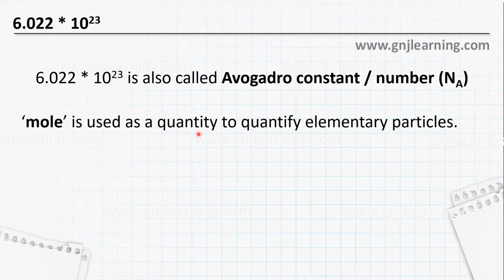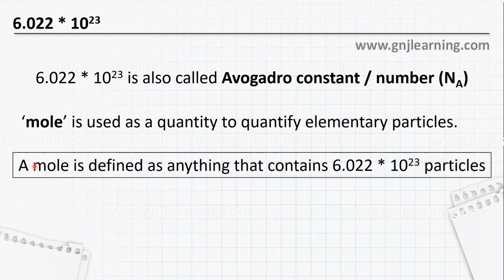A mole is used as a quantity to quantify elementary particles. How to define it? A mole is defined as anything that contains 6.022 into 10 raised to 23 particles. And what is its unit? Its unit is MOL. We have learned in the previous part that the unit of mass is kilogram. Mass was a quantity, and like that, mole is a quantity, and the unit of this quantity, mole, is MOL.